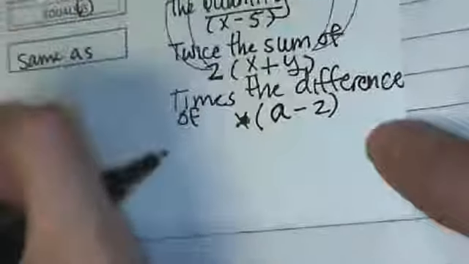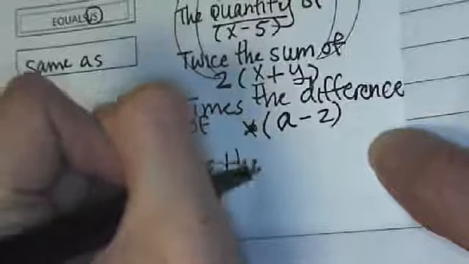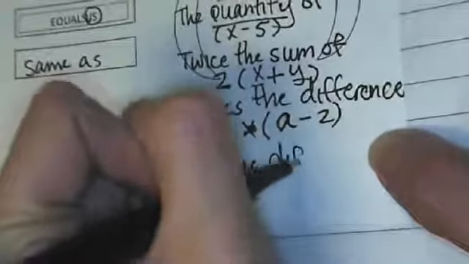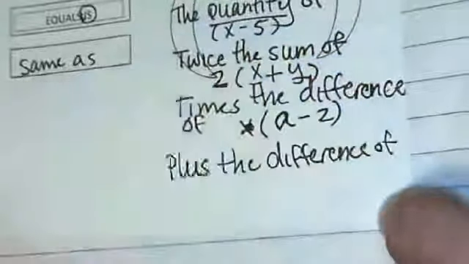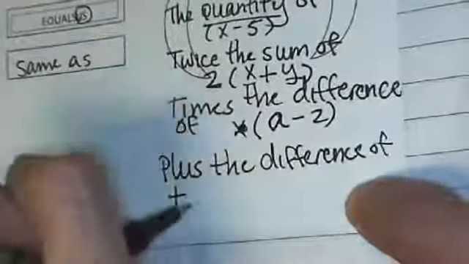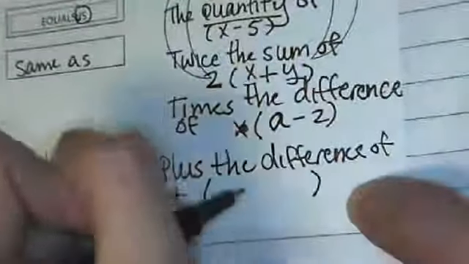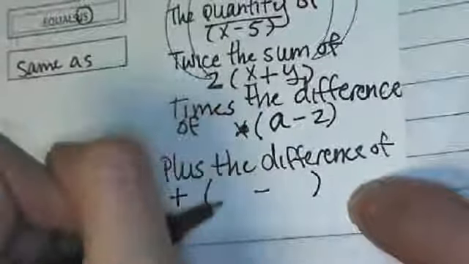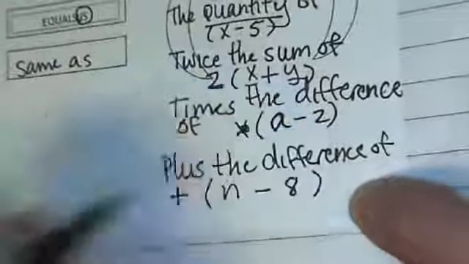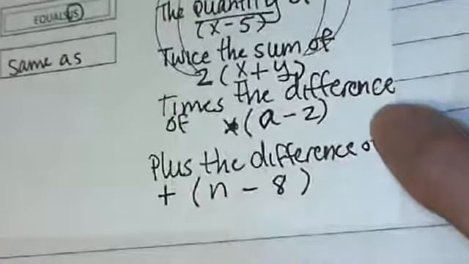plus the difference of, okay, so again, you would have a plus sign, and then plus the difference of will be in your parentheses. So if I said n minus 8, for example, so plus the difference of, okay?